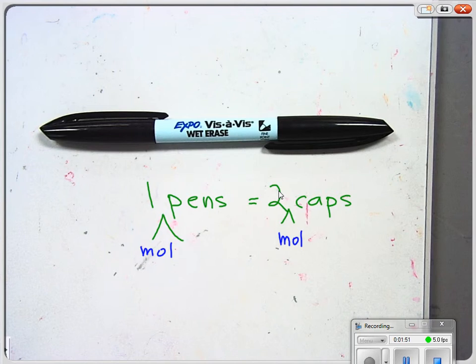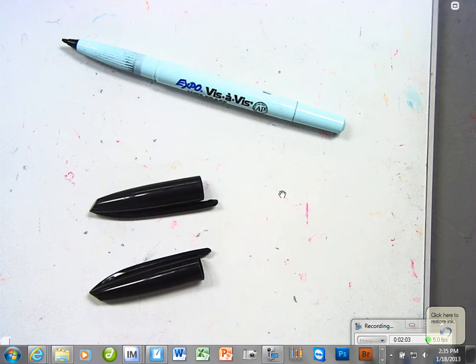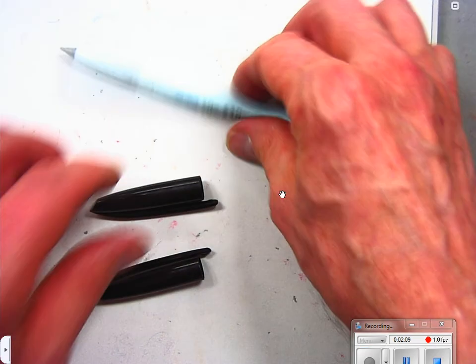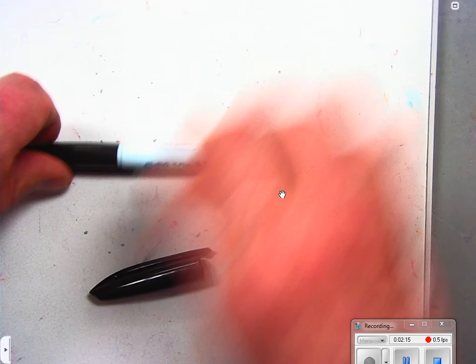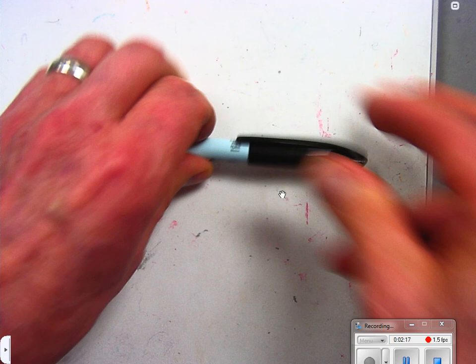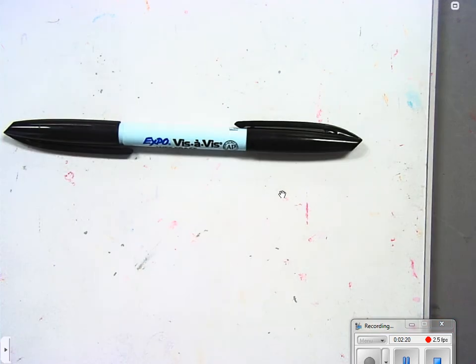So this is a simplistic way of looking at this, because we know that when we take this thing apart, we're going to have 2 caps and 1 pen. And for every 1 barrel of the pen, if we call this the barrel, every barrel is going to be with 2 caps. And that's the whole pen.